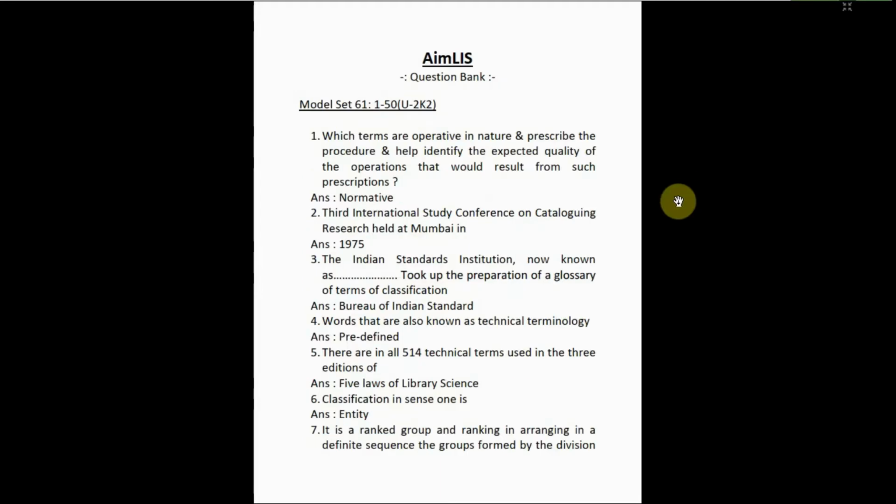Model set 61, based on classification and cataloging papers. Which terms are operative in nature and prescribe the procedure and help identify the expected quality of the operations that would result from such prescriptions? Normative. Third International Study Conference on Cataloging Research held at Mumbai in 1975. The Indian Standards Institution, now known as Bureau of Indian Standards, took up the preparation of a glossary of terms of classification. Words that are also known as technical terminology, predefined. There are in all 514 technical terms used in the 3 editions of Five Laws of Library Science. Classification in sense 1 is entity.